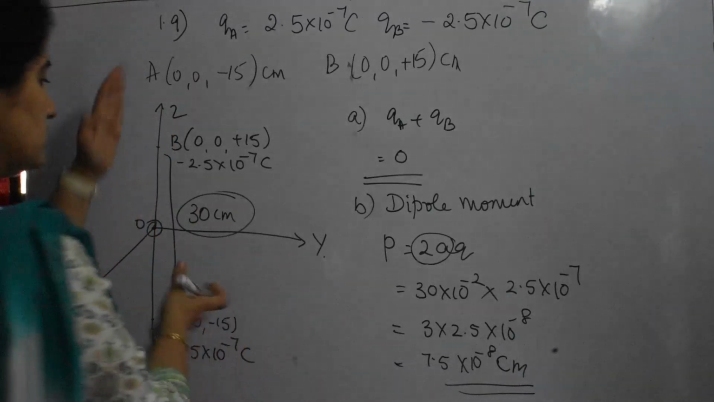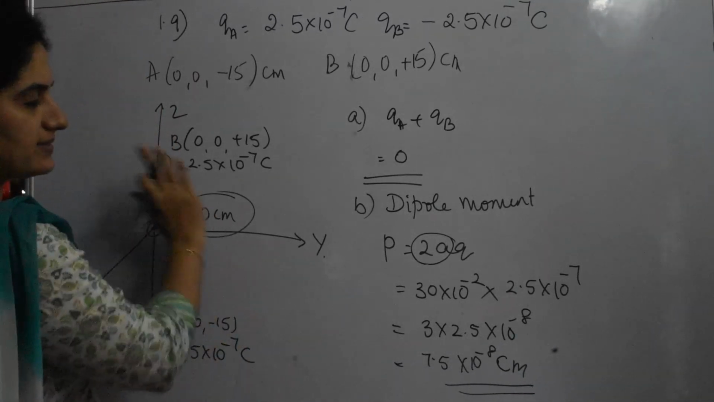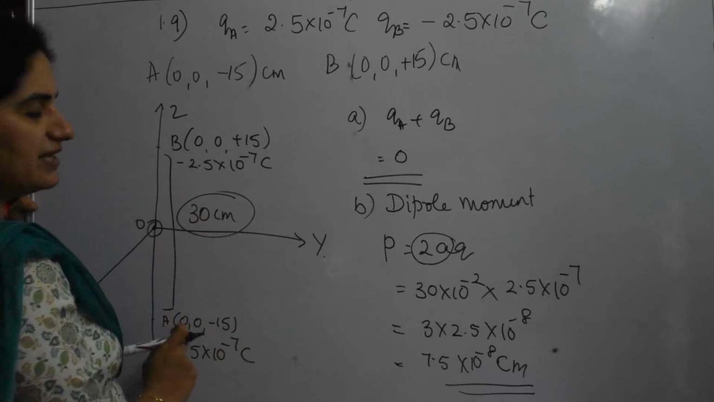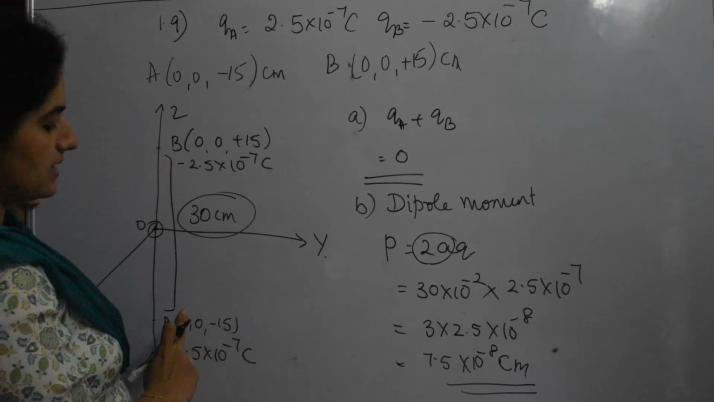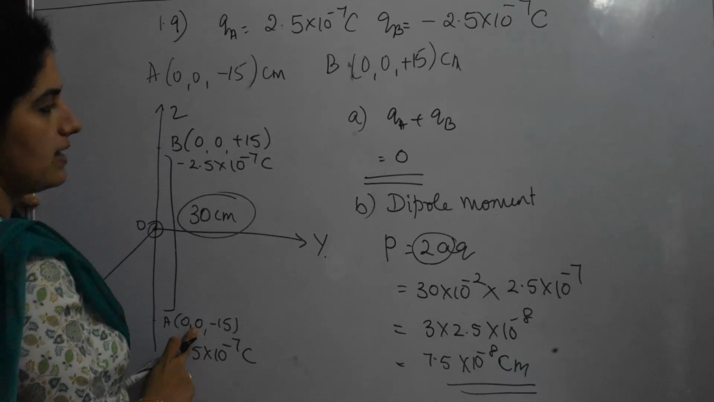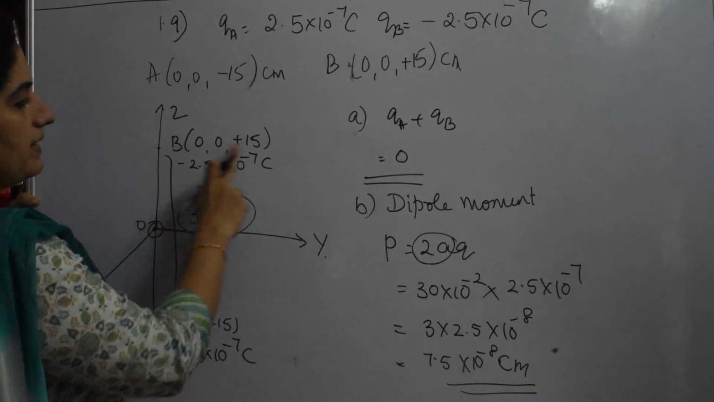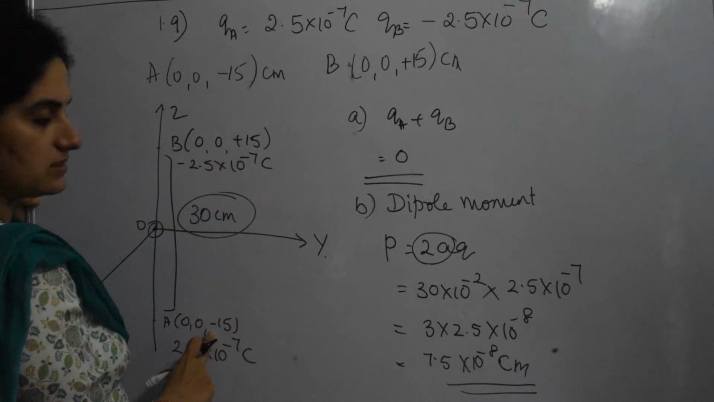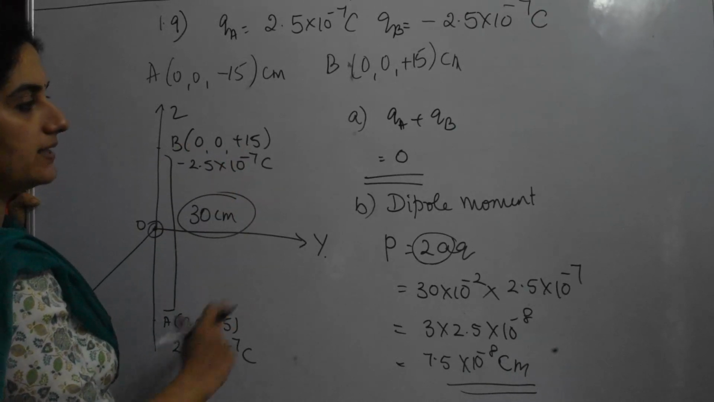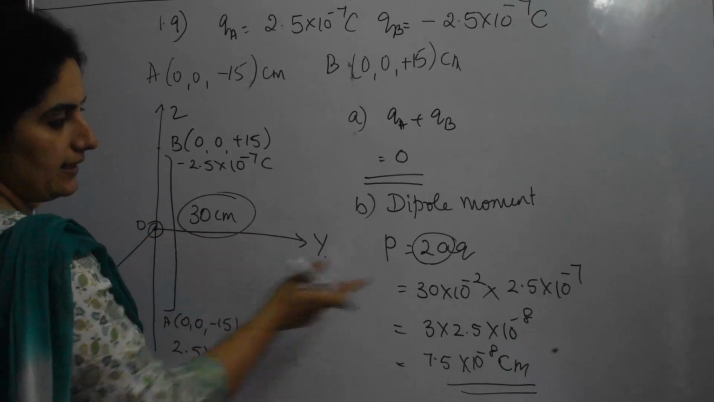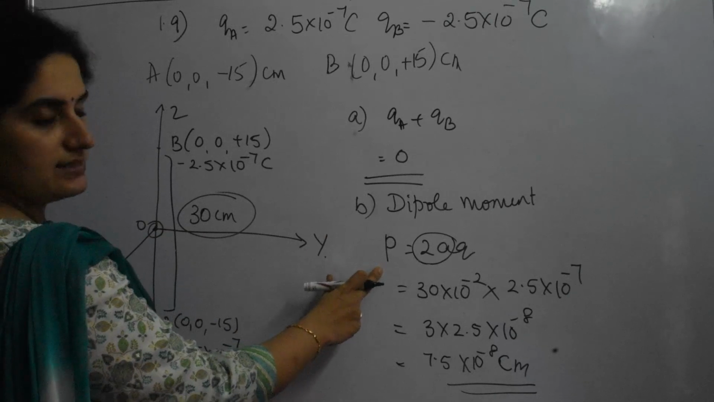Very important numerical. Just have to consider XYZ axis, 3 axes. Mention the 2 points with the respective coordinates. X is 0, Y is 0, Z is plus 15 and minus 15. Take point B as plus 15, A as minus 15. Then calculate the total charge at the center, which will be 0. And dipole moment represented as P.